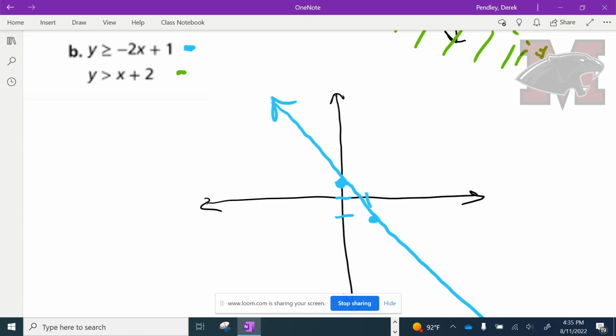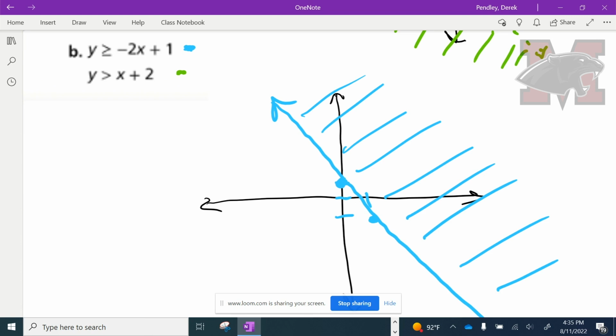Okay, I'm going to test the origin again. Is 0 greater than 1? Because remember, if I put 0 in for x, that's going to cancel that out. Is 0 greater than 1? No, it is not. So I need to shade this side of the line. So hopefully you shaded that side.